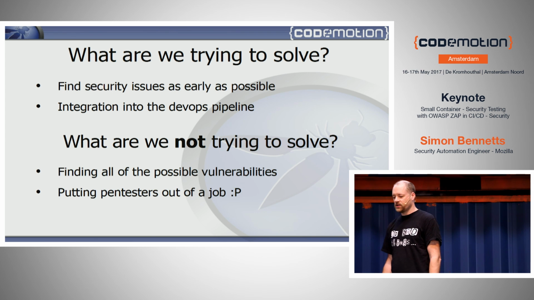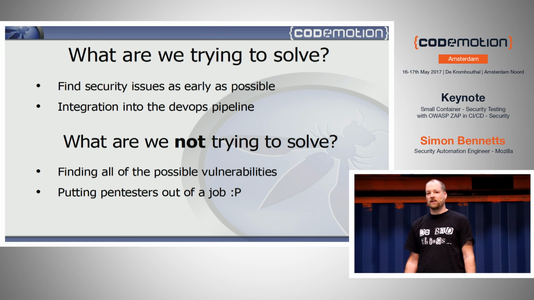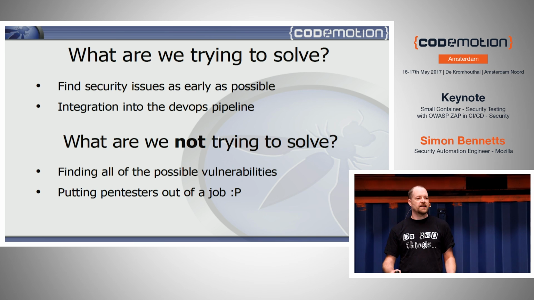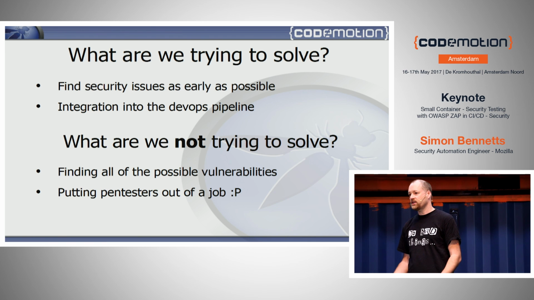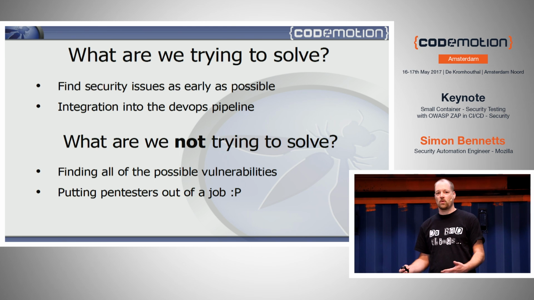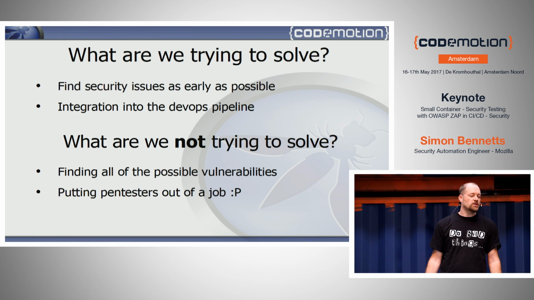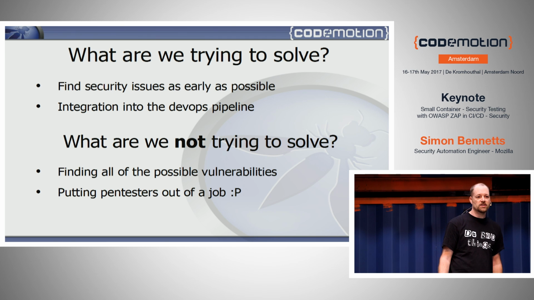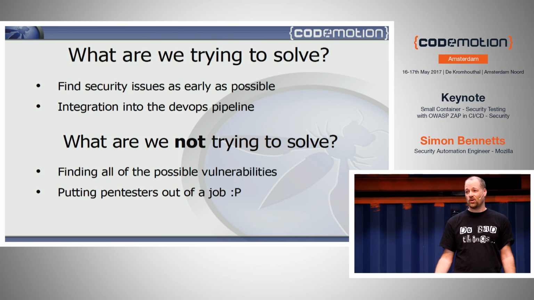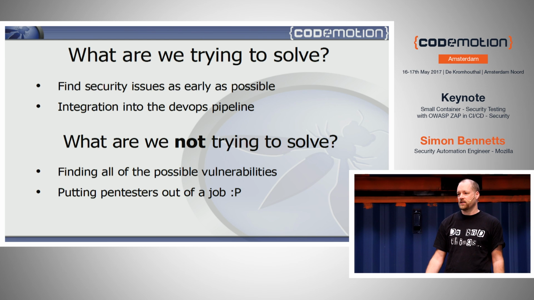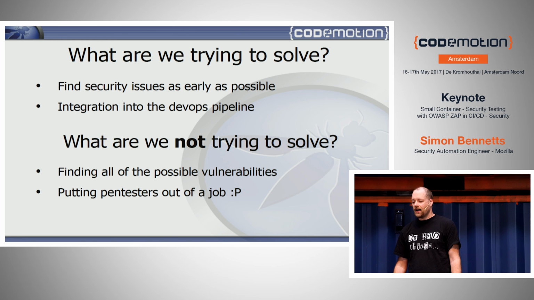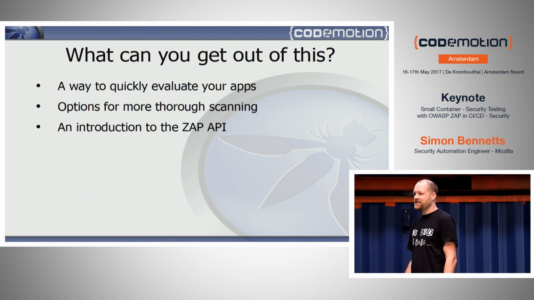So the things we're not trying to solve is finding all the possible vulnerabilities. Automation is good for finding particular types of vulnerabilities. So things like your cross-site scripting and SQL injection. There's quite a lot of automation which works well with those. But there's also a whole load of other types of vulnerabilities, particularly application-level vulnerabilities, where it's someone abusing the application logic. That's actually very difficult to automate. So we know we're not going to find all the vulnerabilities with automation. So you can be sure that pen testers aren't going to be put out of a job.